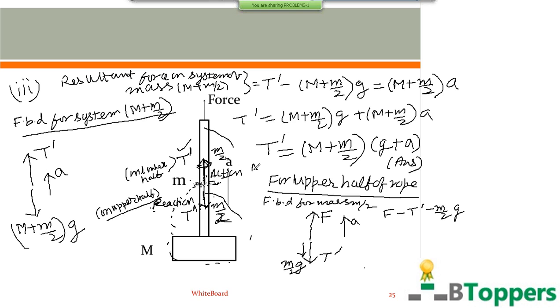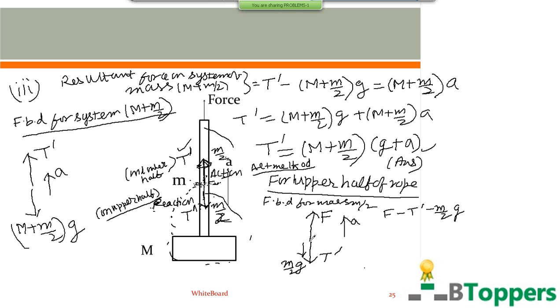That means here I am discussing only the alternate method. The problem we have already completed by this step. I am just discussing an alternate way you can do it, because some students may be curious why we do not apply Newton's second law for the upper half of the rope instead of the lower half. So you can do it this way also.